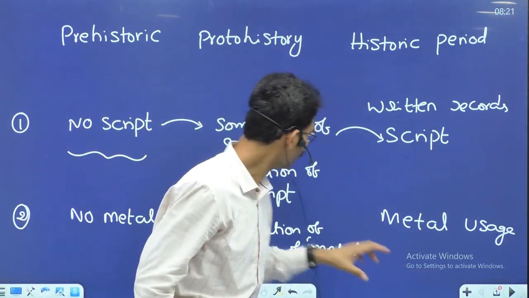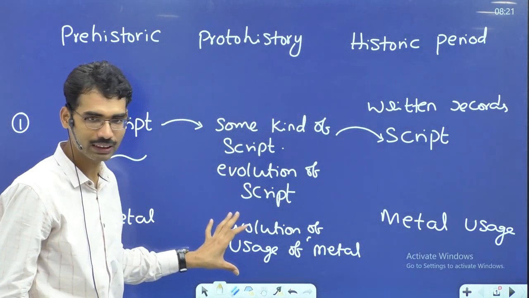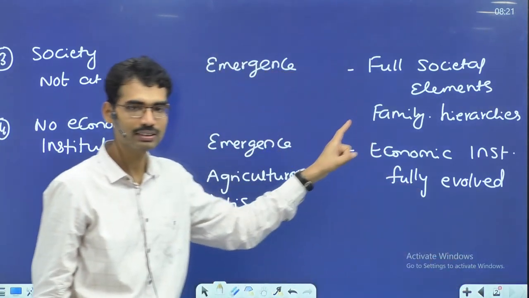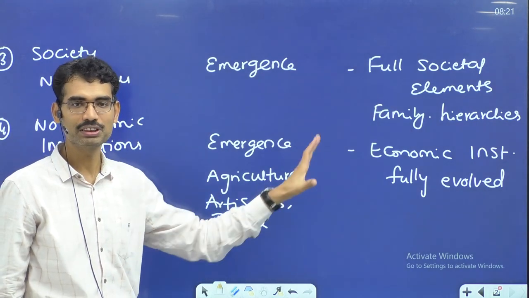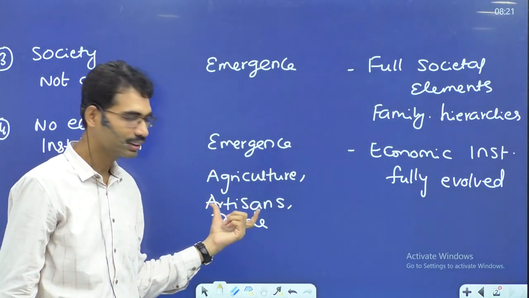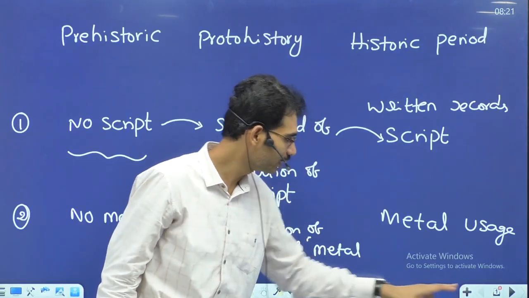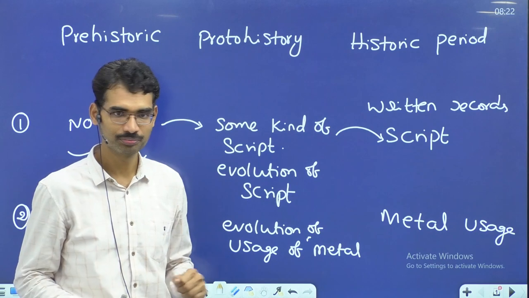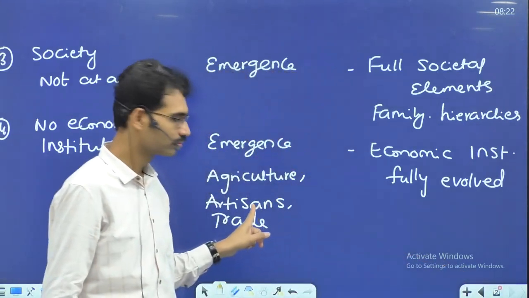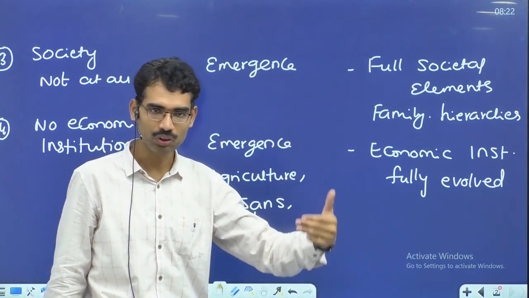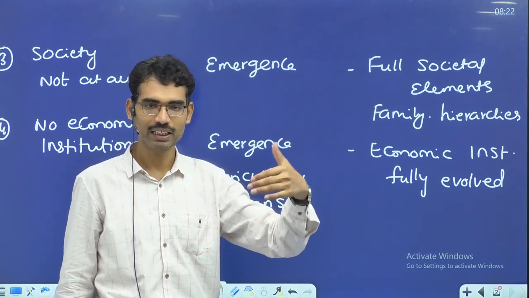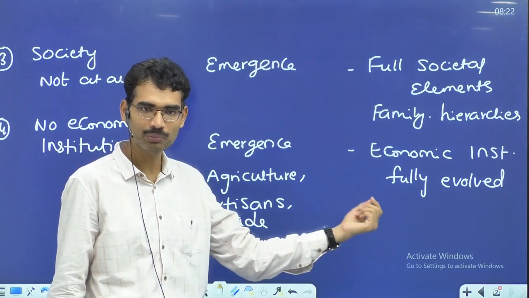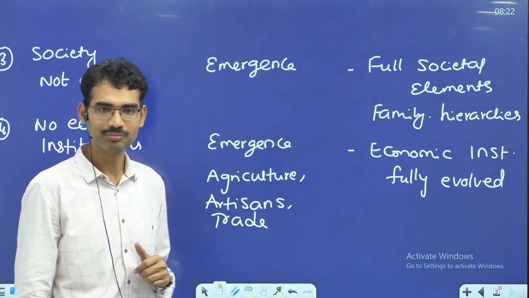Once script is there, once metal started being used, society will automatically evolve, because the kind of agricultural production will change. The kind of artisan activities will change. Once you use metal, its impact is going to alter the societal elements. You will find various artisan activities with stone also, with metal also, terracotta images, various images. Artisan activities are going to become very common.